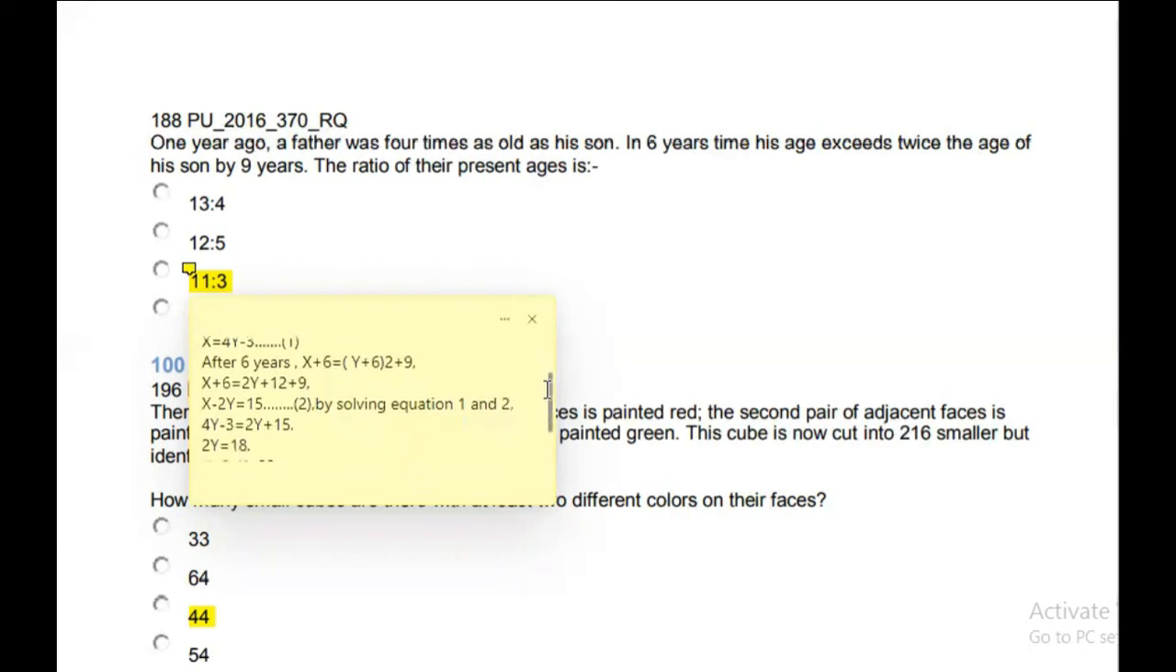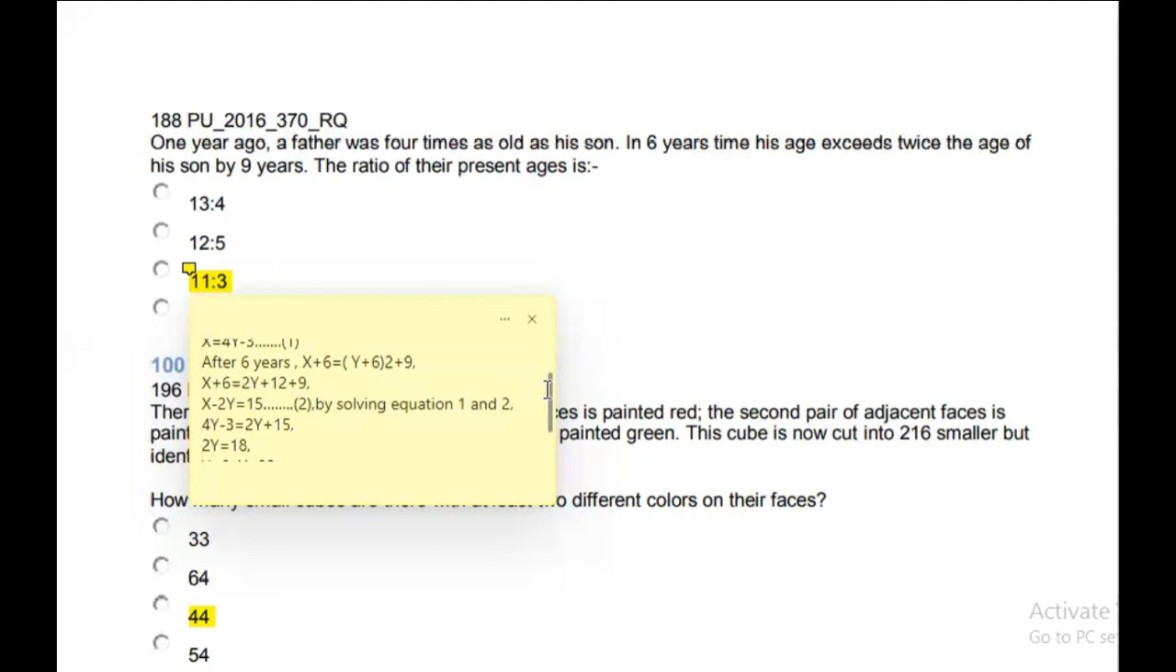After 6 years, the age of father would be x plus 6 and the age of son would be y plus 6. The father's age is twice the son's plus 9, so x plus 6 is equal to 2 into y plus 6 plus 9, the second equation. So x plus 6 is equal to 2y plus 12 plus 9. So x minus 2y is equal to 15 is the second equation.